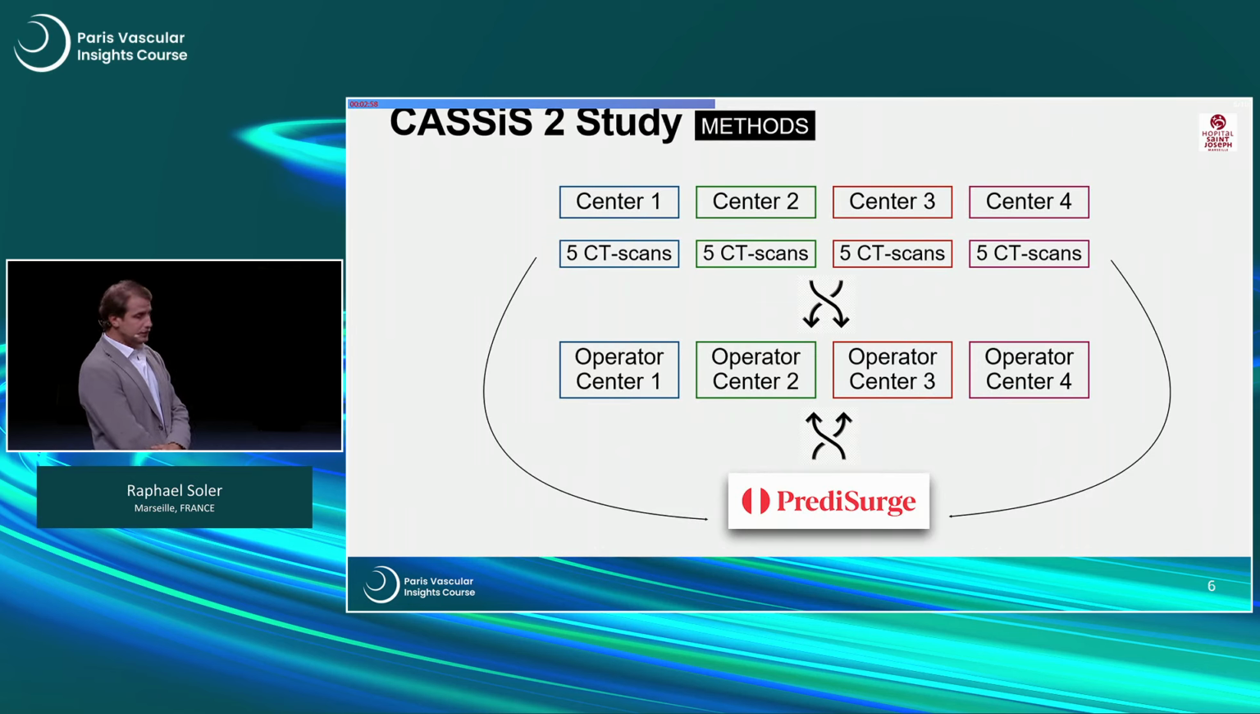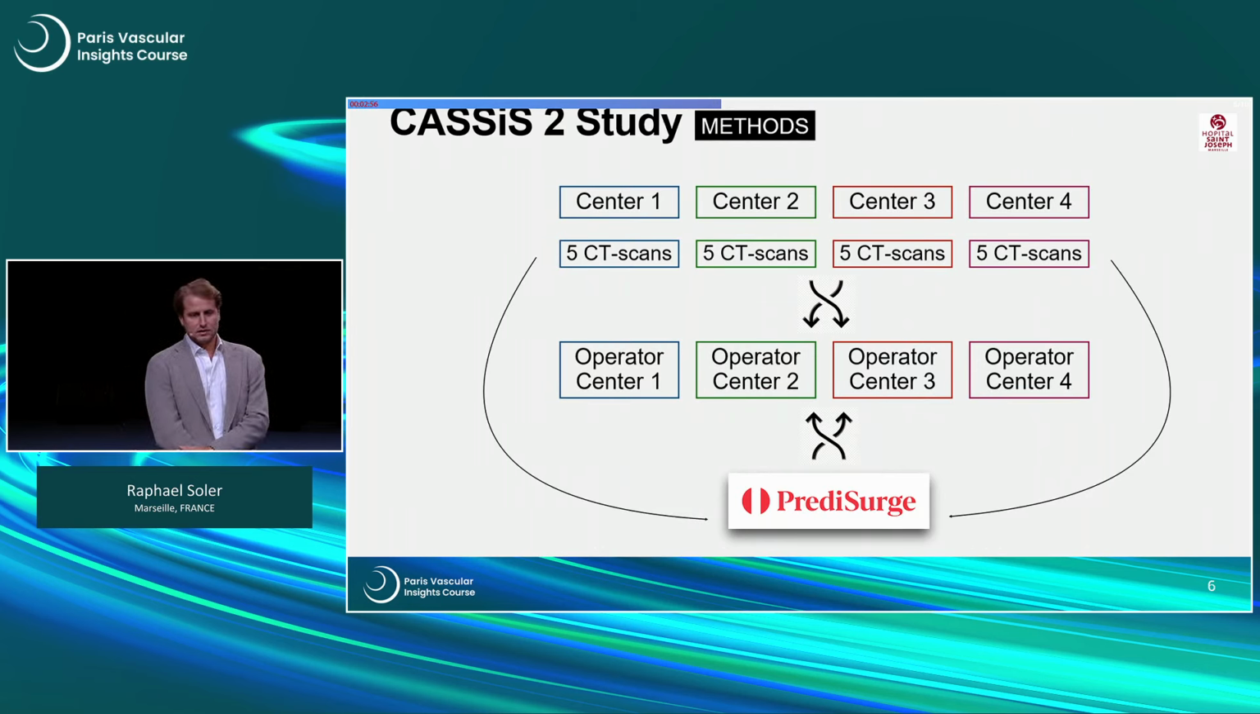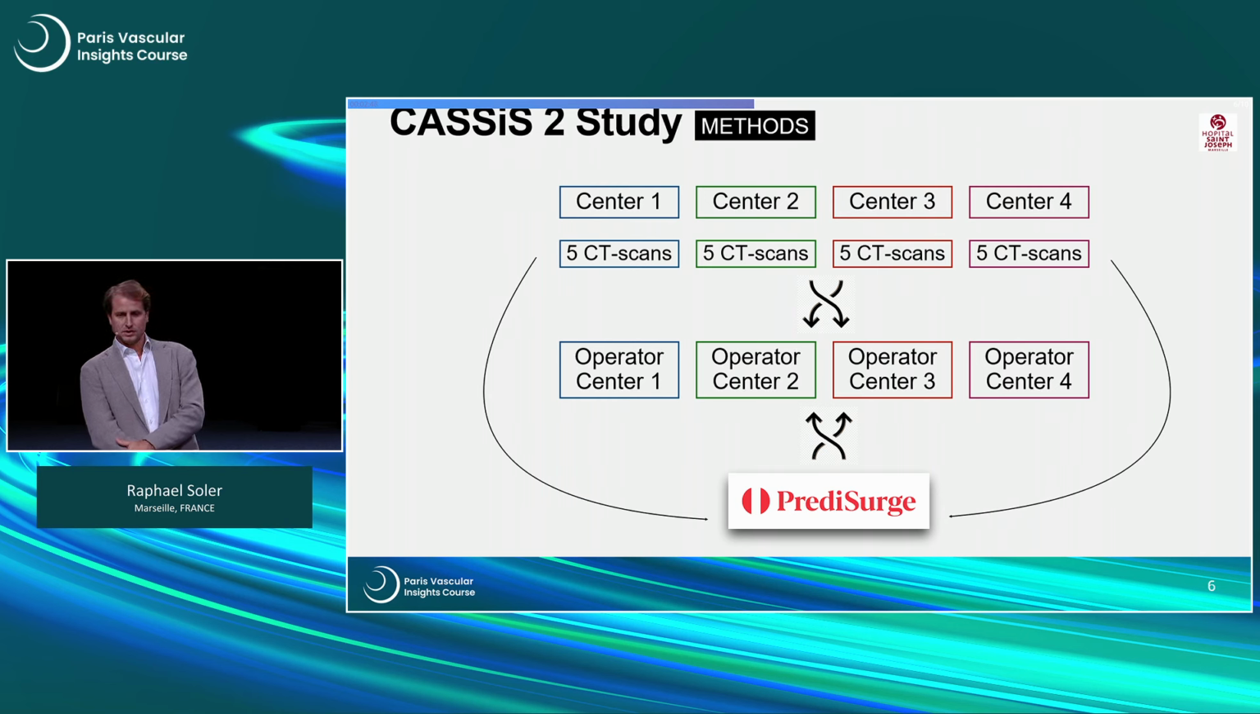Afterwards, we performed the CASSIS 2 study. So we selected 4 high-volume centers for carotid stents: Hospices Civils de Lyon, Clinique Saint-Augustin Bordeaux, Vivarais Aubenas, and me. We all sent 5 CT scans to the platform and to PrediSurge.